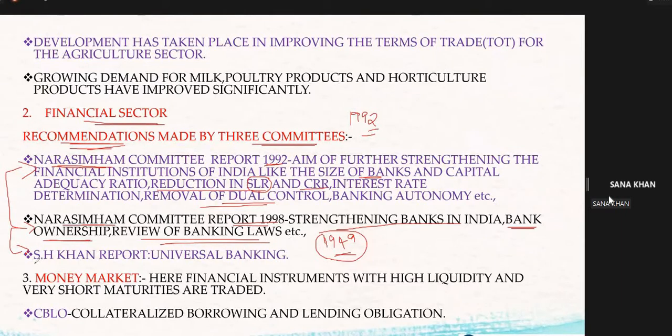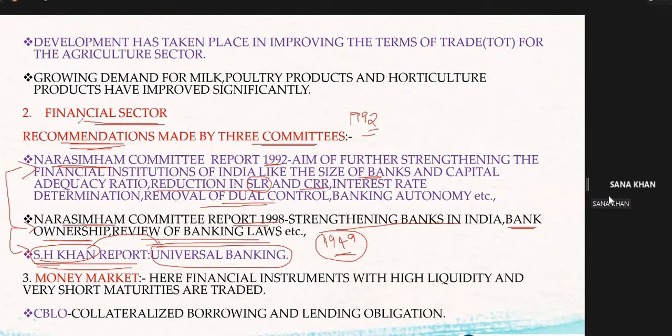Okay, then came the S.H. Khan report. This is another committee that was formed. They gave suggestions on economic reforms through universal banking. Even our banks, you can find in other countries. We can find SBI; our Indian banks have branches in different countries. So this committee report suggested that when you bring universal banking, give permission for other countries to start banks in our country, and our country's people should also be given the chance to start banks in other countries.